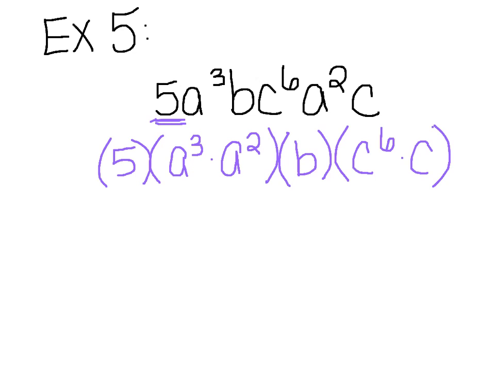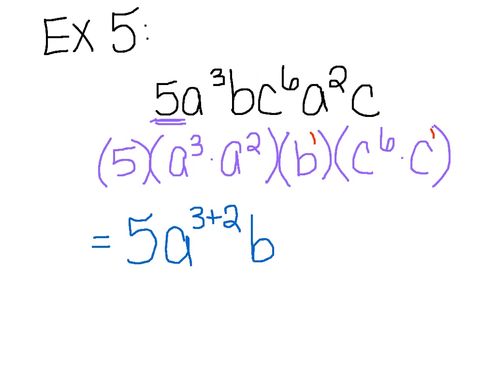Once we've done that, let's add in our exponents of 1 so that we know. And then finally, we're going to multiply. So we have 5, it's by itself. A, keep the base, add the exponents. B to the first, and then keep the base, add the exponents.